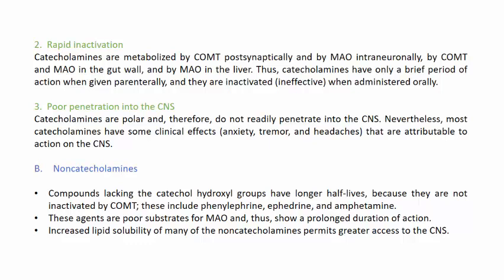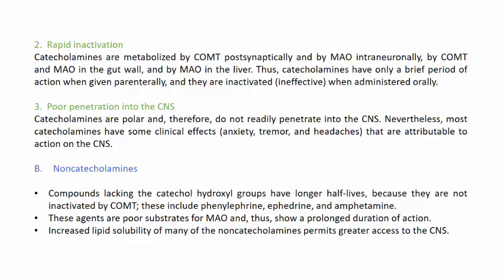Another agents which are the non-catecholamines, واللي هي عبارة عن compounds lacking the catechol hydroxyl groups, واللي تكون have longer half-lives because they are not inactivated by the COMT. اوكي. هذه تكون non-catecholamines. هذه الاجنتس تكون lack the catechol hydroxyl groups. والبروبرتيز هذه الاجنتس تكون have longer half lives لأنهم they are not inactivated by the COMT.